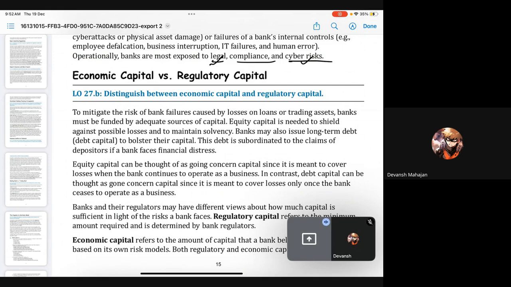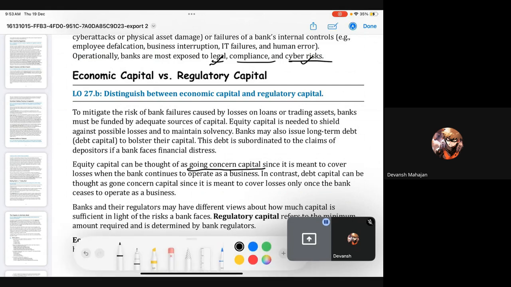ठीक है? Now, equity capital, you can see, can be thought of as going concern capital, since it is meant to cover losses when bank continues to operate as a business. And debt capital can be thought as gone concern capital, since it is meant to cover losses only once the bank ceases to operate as a business. क्योंकि क्या होता है, any kind of loss that comes, first it is covered by the equity capital holders. That's why equity is the most risky layer of capital, and then the debt capital comes into play. ठीक है?